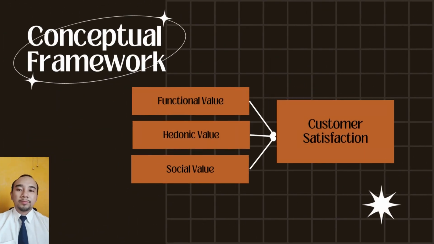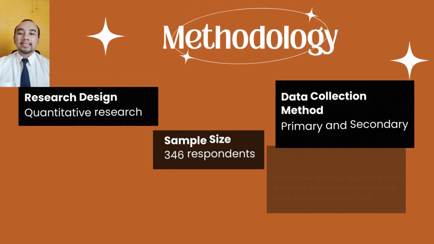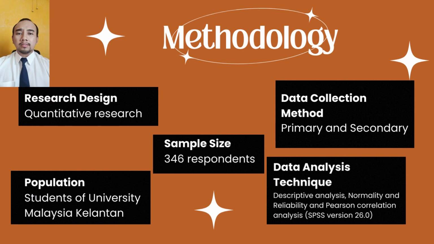So, we will be proceeding to our next slide, which is the conceptual framework. In this conceptual framework, I have adapted from a previous study, and this section will be talking about 2 things: independent variables and the dependent variable. For the independent variables, we have functional value, hedonic value, and social value, which influence our dependent variable, which is customer satisfaction.